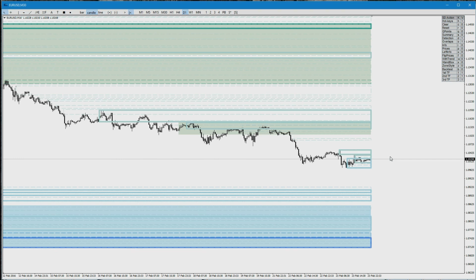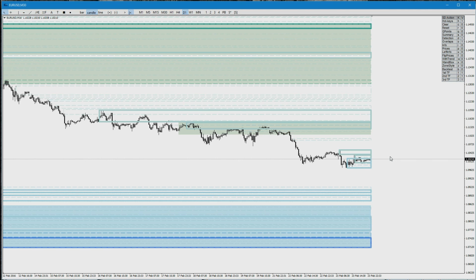I used to have to manually draw these for years before I would then go down to lower time frames, just so that I'm aware of all the medium and higher time frame zones. So now you don't have to do that anymore because of the Blahtech supply and demand indicator.